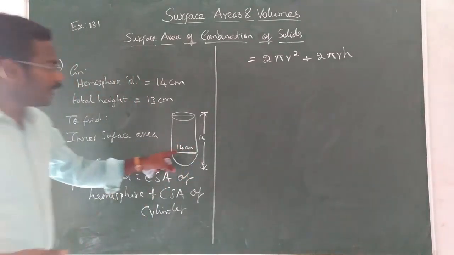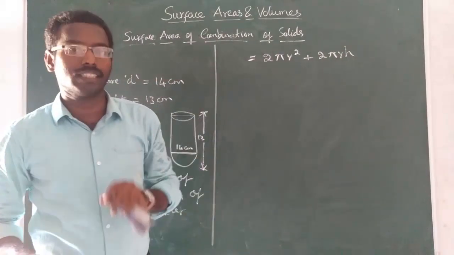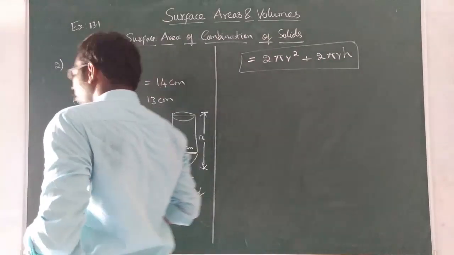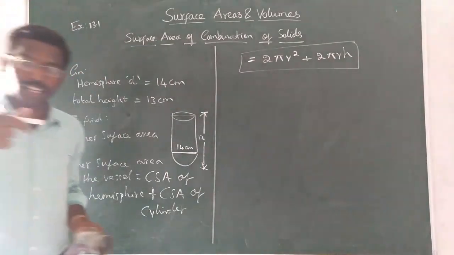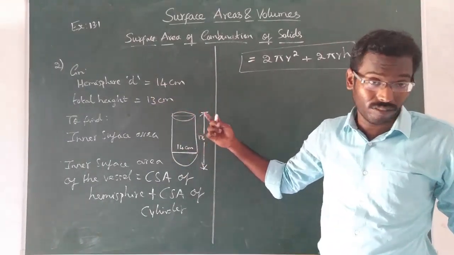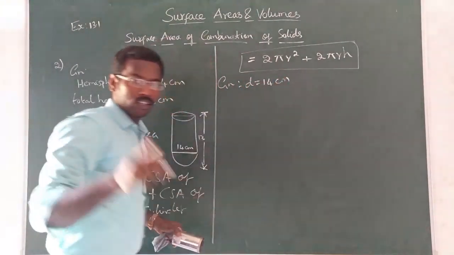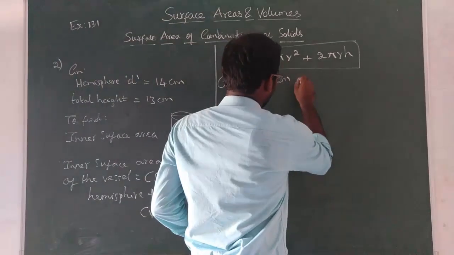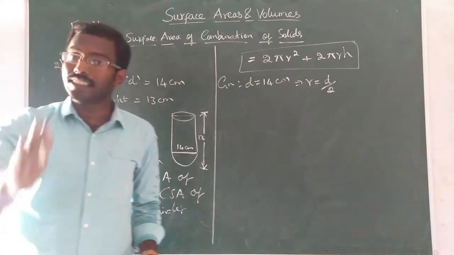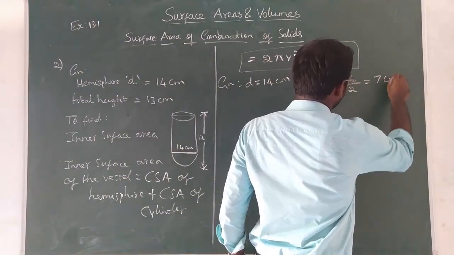Now what we want? We need to find the radius and the height of the cylinder. Understood? Are you all following me? Okay. Now diameter is given, therefore radius can be easily found. Given diameter is equal to 14 centimeter. You know the formula for radius: radius equal to d by 2. Radius is nothing but half of the diameter. So radius equal to 14 by 2, that is equal to 7 centimeter.